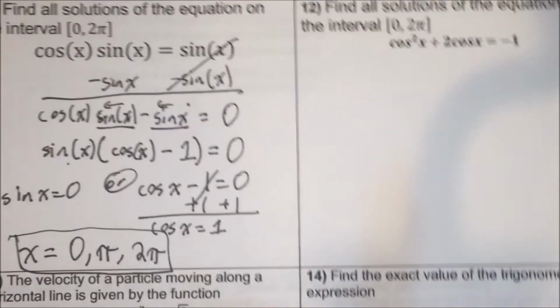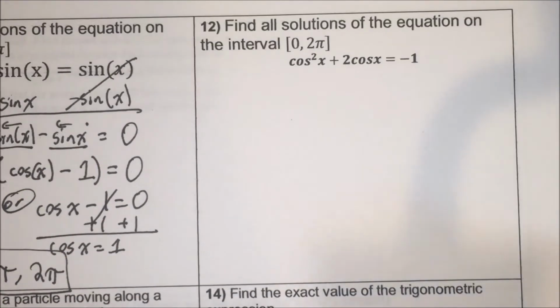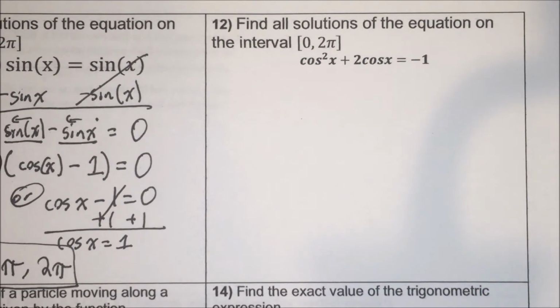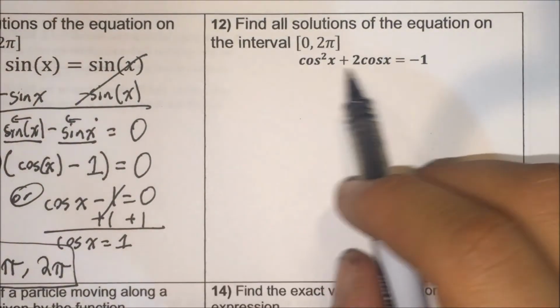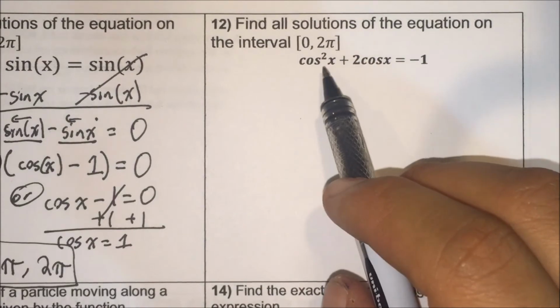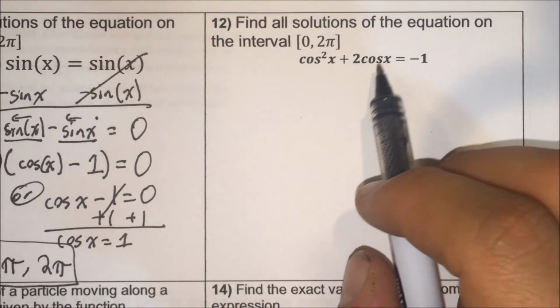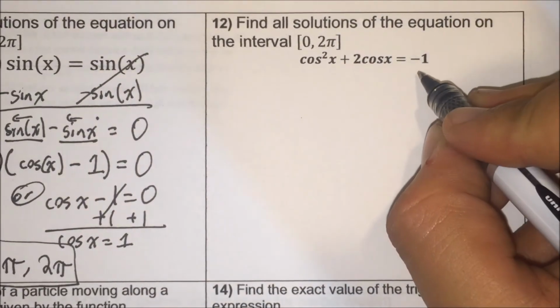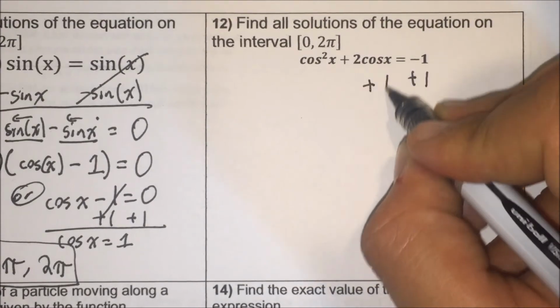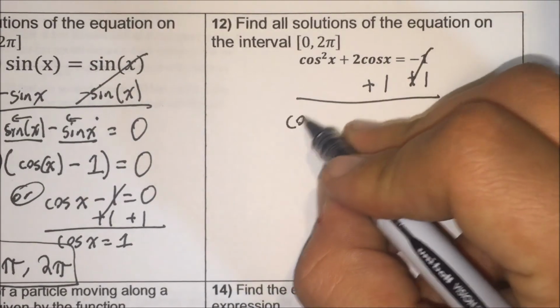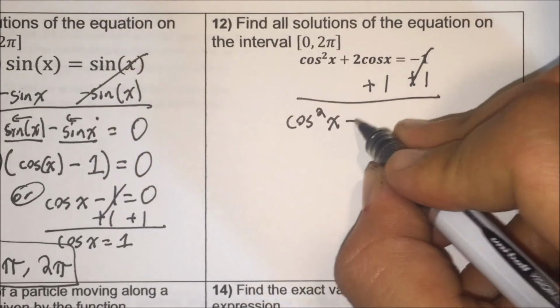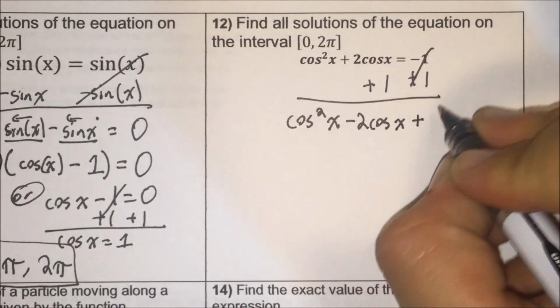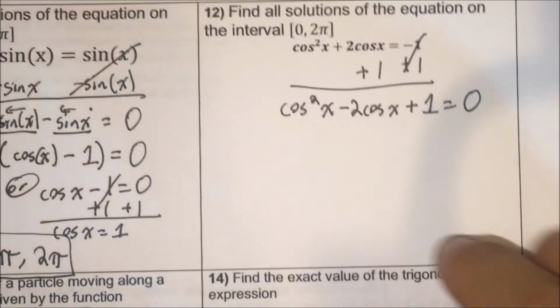Alright, let's look at 12. So 12 says, find all solutions of the equation on the interval 0 to 2 pi for cosine squared plus 2 cosine x minus 1 is equal to minus 1. So what we're going to want to do here, again because we have cosines like this, and I can't add them because this is cosine squared and this is just cosine with a single exponent, is try getting this equal to 0 and see what happens. So we get cosine squared of x plus 2 cosine of x plus 1 is equal to 0.